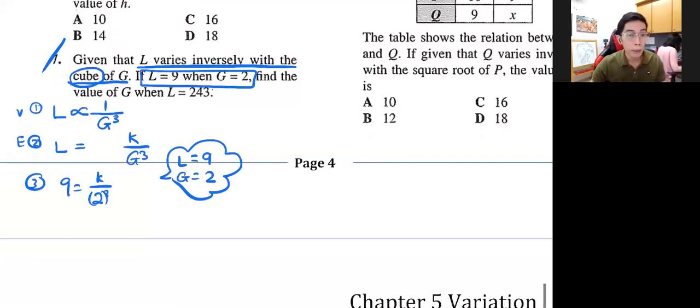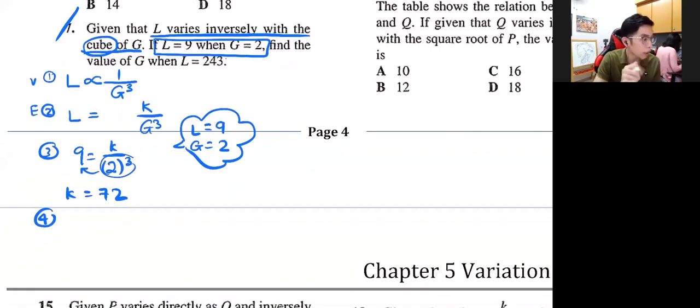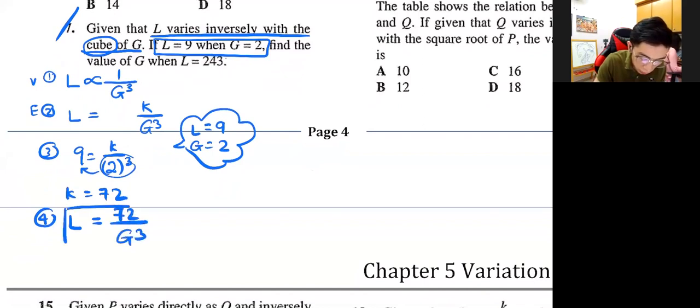Now, everybody, you see, I already have my information nicely written. I put my L inside, I put my G inside, everything okay already. So now I take this answer and throw it over here and multiply it up. So 2 cubed is 8. 9 times 8, 72. Yes, you're right, 72. So now I want to get the formula. So the formula will be L equals 72 over G cubed. This is the formula, everybody.